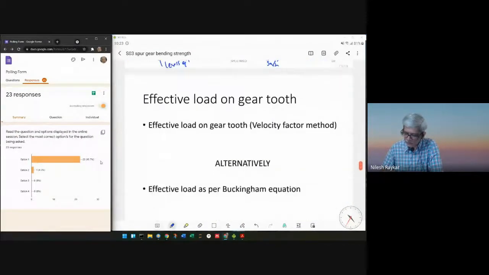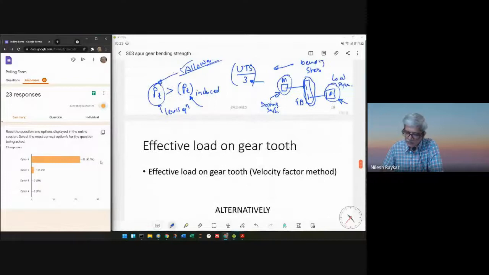Okay, now let's go back to our discussion. We are talking about the induced load, which is corrected by some factors. This corrected load is known as the effective load.